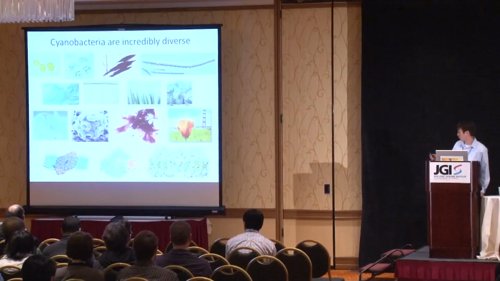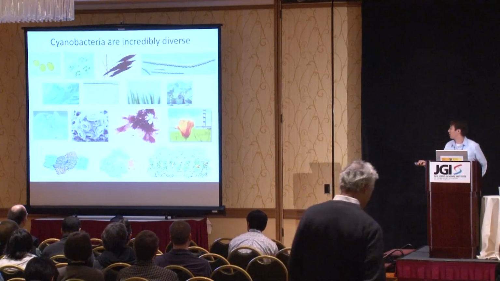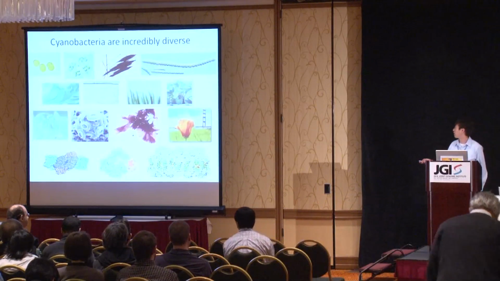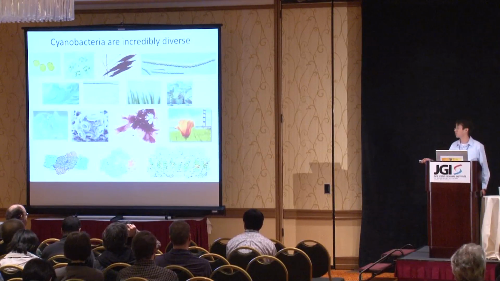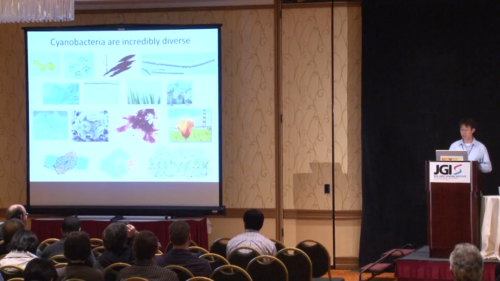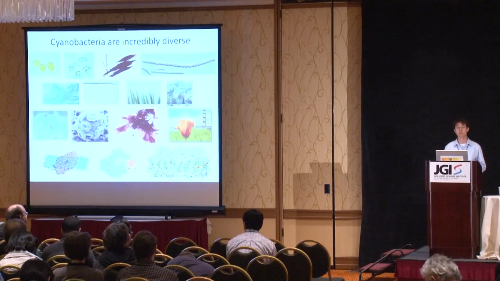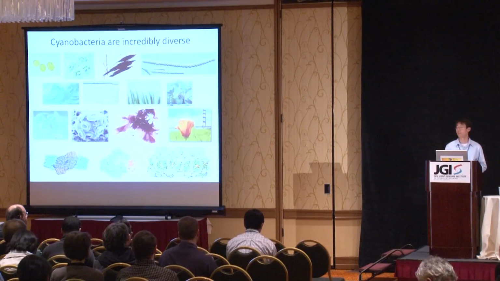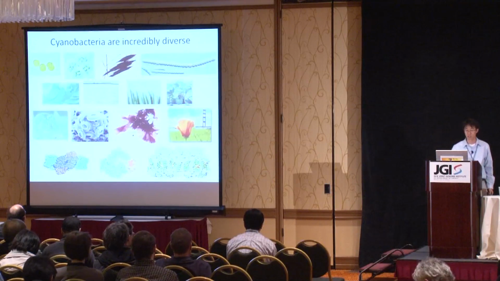So they have the ability to fix nitrogen, produce hydrogen if we can figure this out, and most importantly, they are the inventors of oxygenic photosynthesis, which is this photosystem right here. And as the inventors of oxygenic photosynthesis, they gave rise to the Great Oxidation Event 2.5 billion years ago, which is responsible for all the oxygen we have in the atmosphere today.